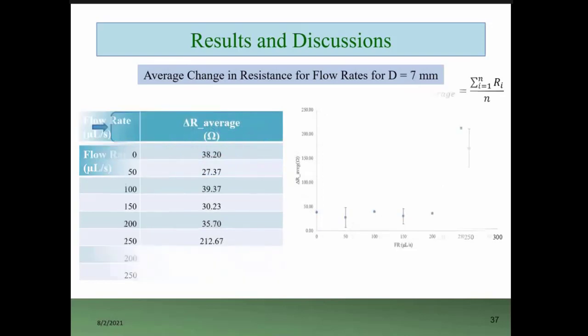Now the same process was followed for different flow rates in another flow channel with a diameter of 7 millimeter. But for this increased diameter, it was observed that up to 200 microliter per second, there was not much significant change in the resistance. But when the flow rate was increased up to 250 microliter per second, it was showing a good amount of change in the resistance.